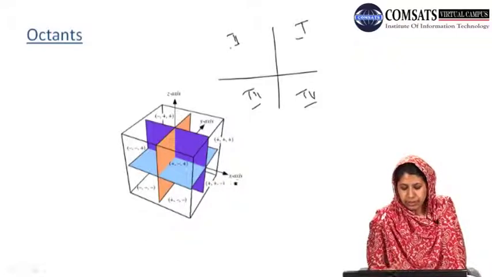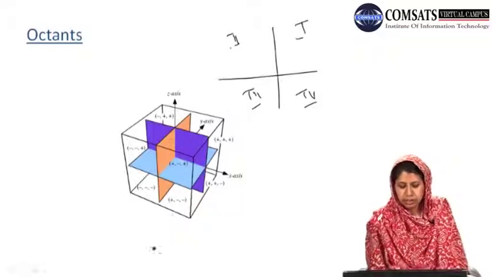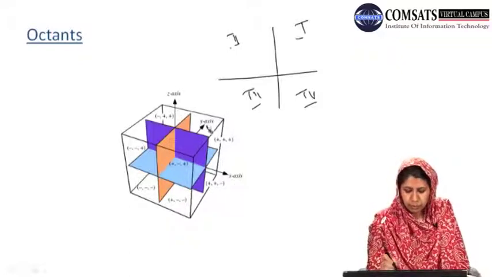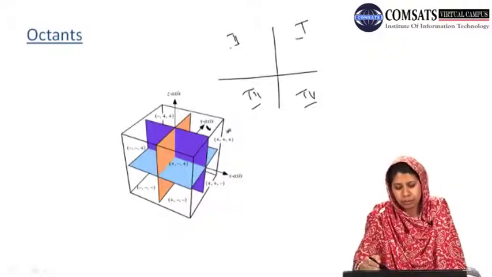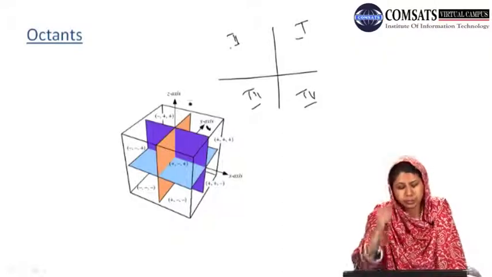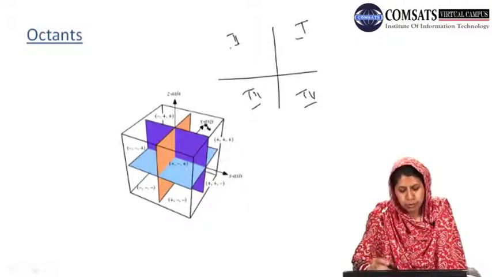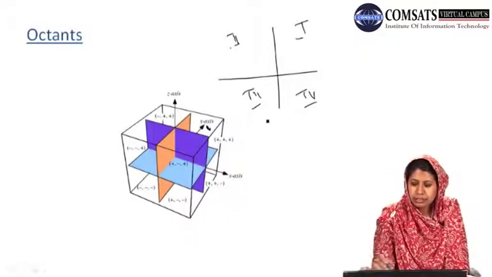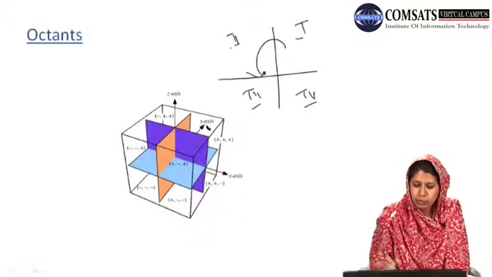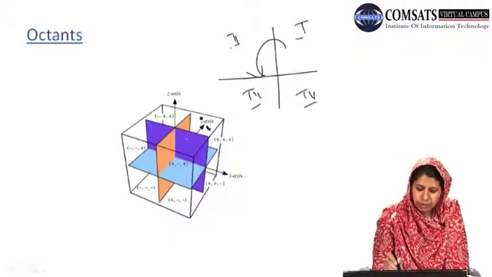Let's say this is our x, this is our y and this is our z. Then this plane, the xyz plane, will have all 3 values positive: x positive, y positive, z positive. That is our top back one. Now as with the case of quadrants, we move counterclockwise, so we are moving counterclockwise with these octants as well. This is the first one.